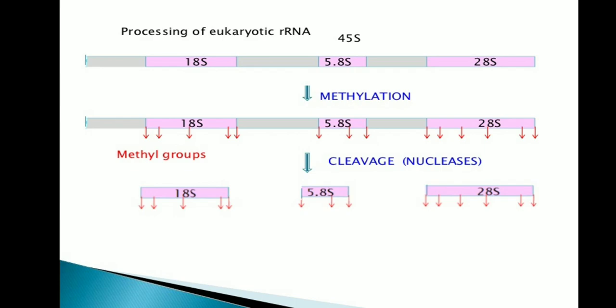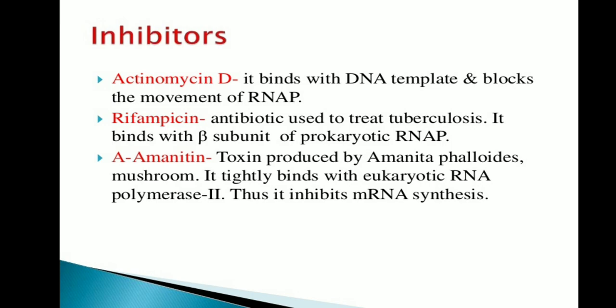So there is a continuous sequence, but some parts get removed, and thus the 18S, 5.8S and 28S subunits get formed, and they will get together to form the ribosomes in the eukaryotic system.